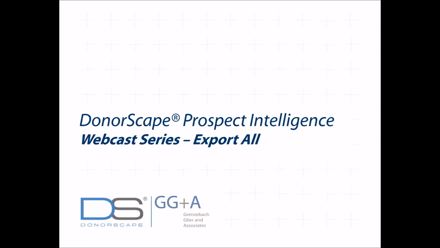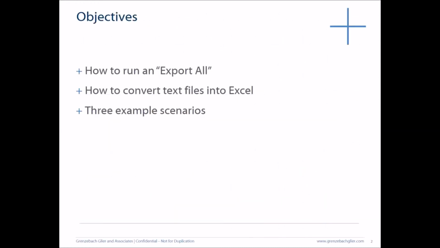The other day, somebody asked how they would find all of their prospects who have also donated to the American Red Cross. So export all is the answer to that question. In this webcast, I'm going to walk you through how to process and export all from the DonorScape platform, how to convert the text files into Excel files, and then how to mine for the kind of detail you're looking for. And we're going to look at 3 specific example scenarios.